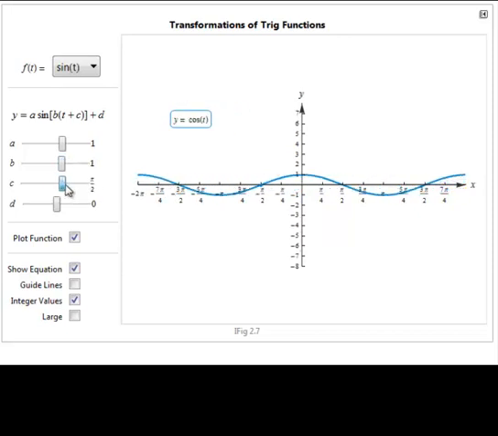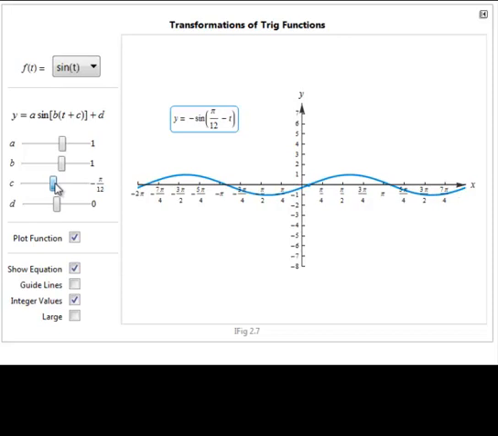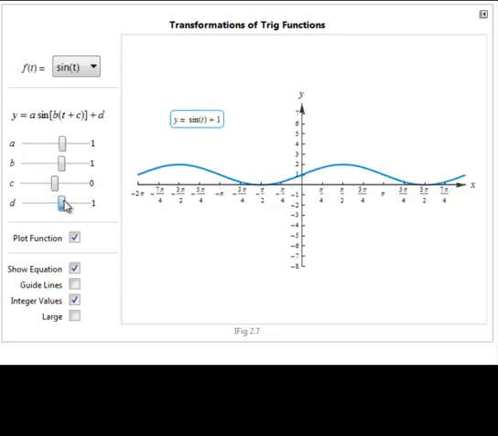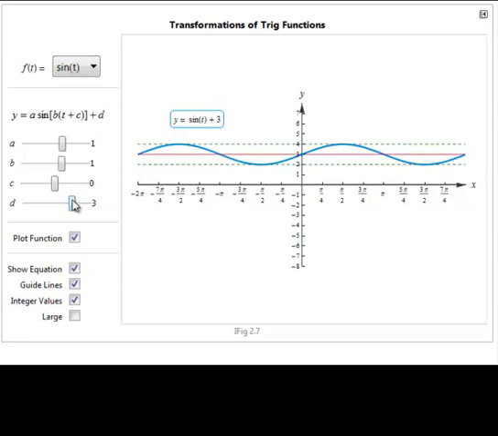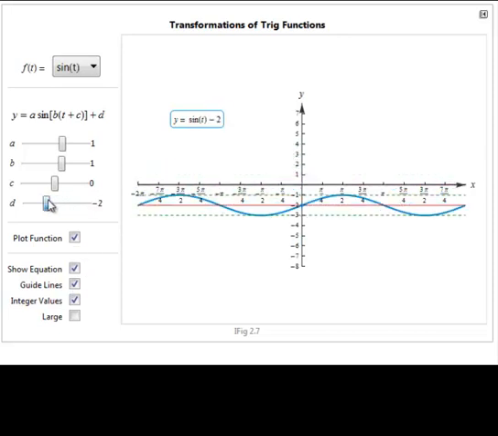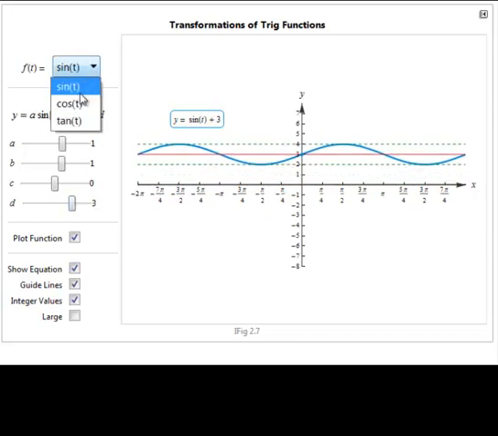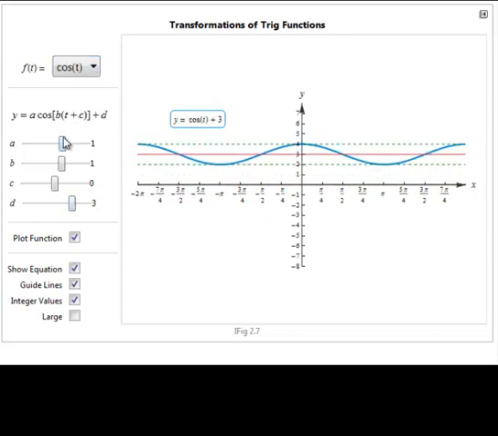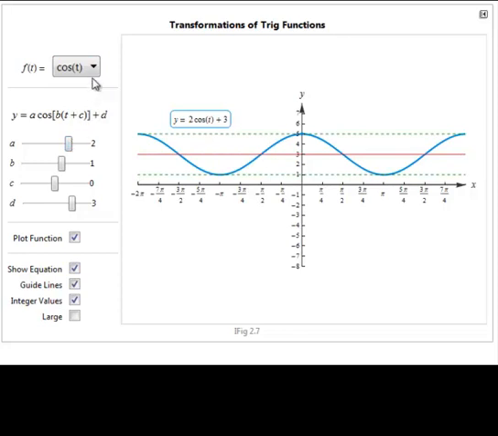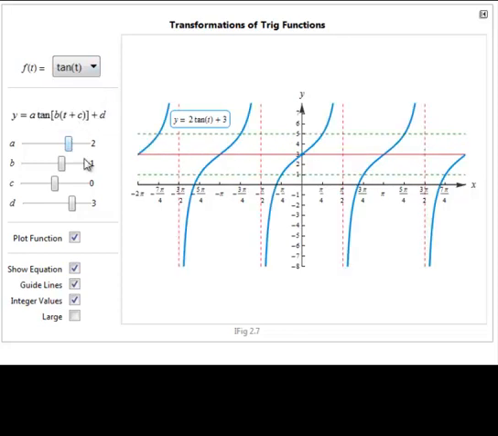The C value is related to the horizontal shift. The D value is related to the vertical shift. The solid guideline shows the vertical change from the x-axis. The dashed guidelines reference the amplitude for the sine and cosine functions. The figure also shows the vertical asymptotes for the tangent function.